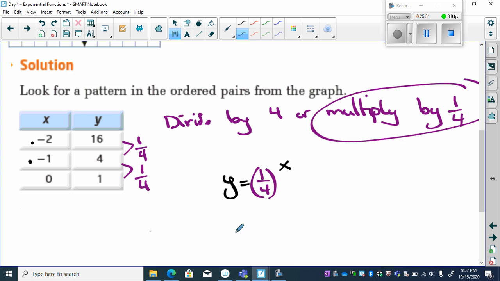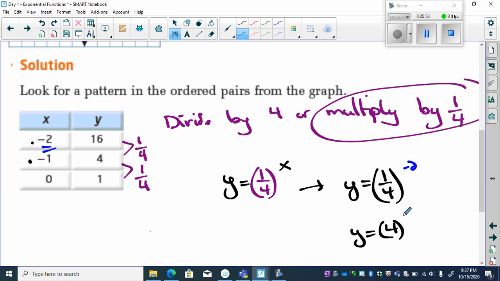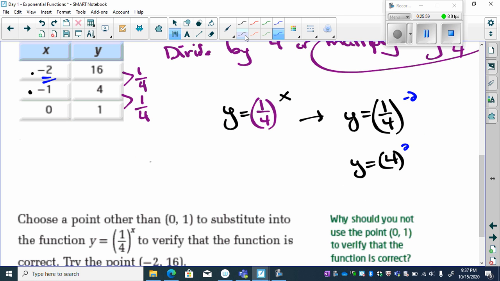All right, so let's just try this. If I go y equals 1/4, let's try and fill in the -2. So -2 is my input. Y equals 4/1. Sorry, 1/4 would become 4/1, and that exponent -2 would become a +2. That would leave me with y equals 16. So when x is -2, you can see y equals 16. That means that this equation is correct.